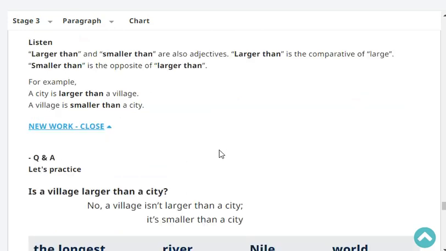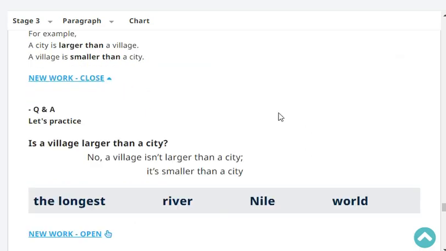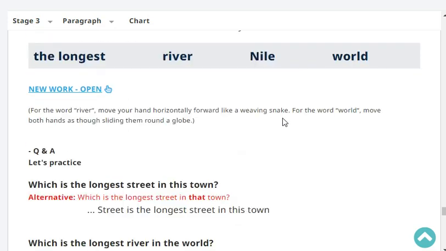Okay, so let's practice. Is a village larger than a city? No, a village isn't larger than a city. It's smaller than a city. Very good.